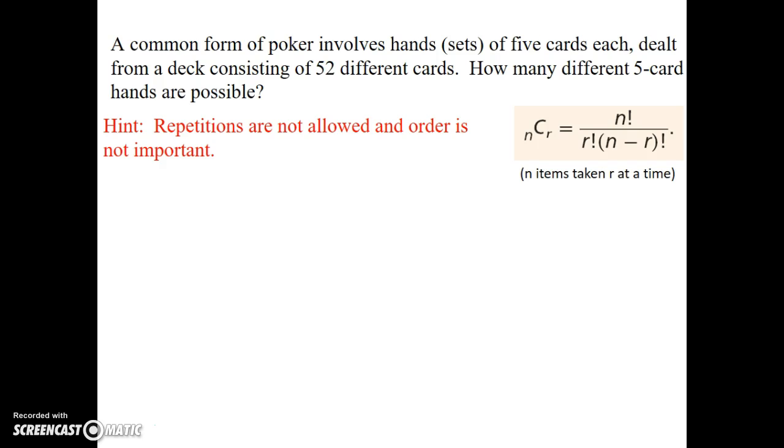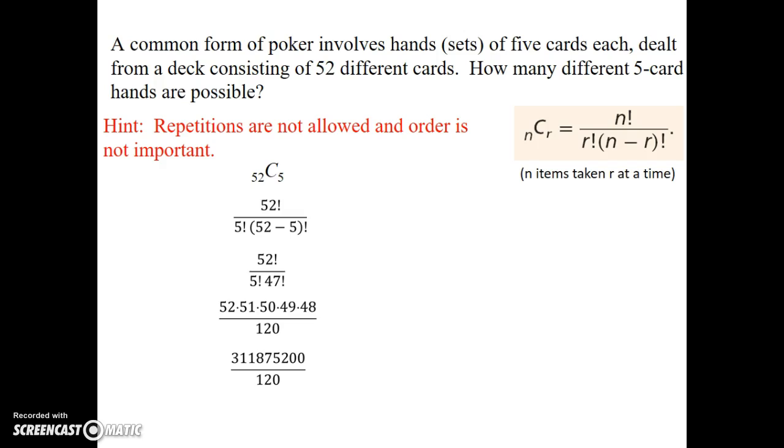Okay, I paused to fix it so you can actually see the question now. How many different 5-card hands are possible? We know this is a combination because order is not important. There are 52 cards, so N is 52, and we want 5-card sets, so R is 5. We'll plug that into our formula and clean things up. We'll cancel top and bottom. What is common? 52 factorial contains 47 factorial, so we're going to cancel that out, and there are 2,598,960 different 5-card hands possible out of a deck of 52 cards.